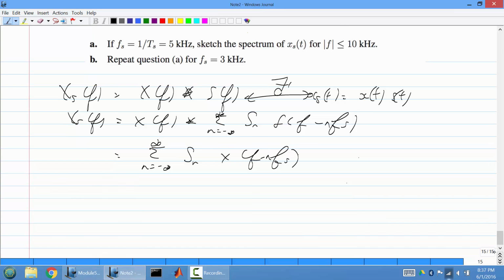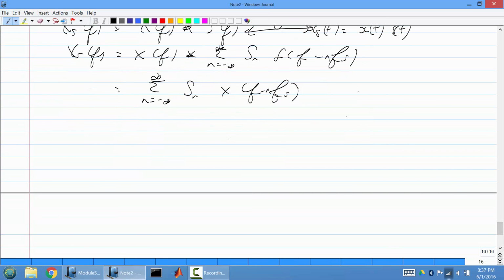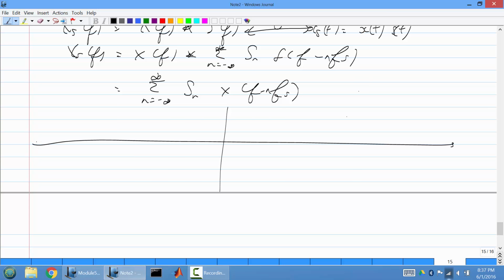We don't actually have to compute what the actual S values are. We just have to put them into the graph. Remember, you're sampling by 5 kilohertz, so at multiples of 5 kilohertz, I should see copies of my spectrum. This is f in kilohertz. We had plus minus 2, so we have minus 2 and 2 here, and this is when n is equal to 0. In this case, this gets scaled by S of 0.